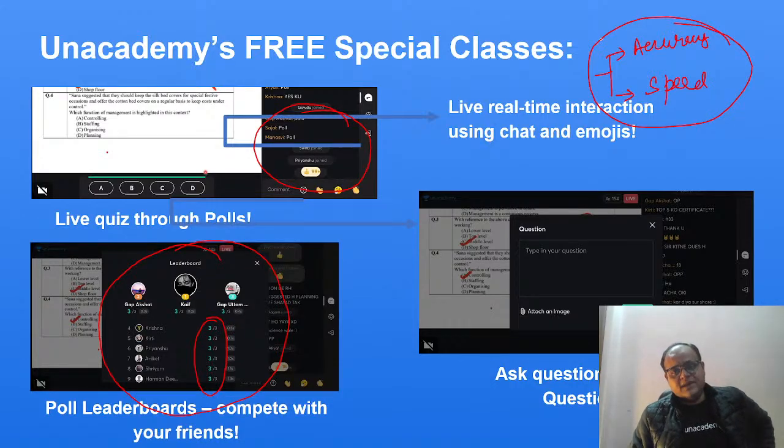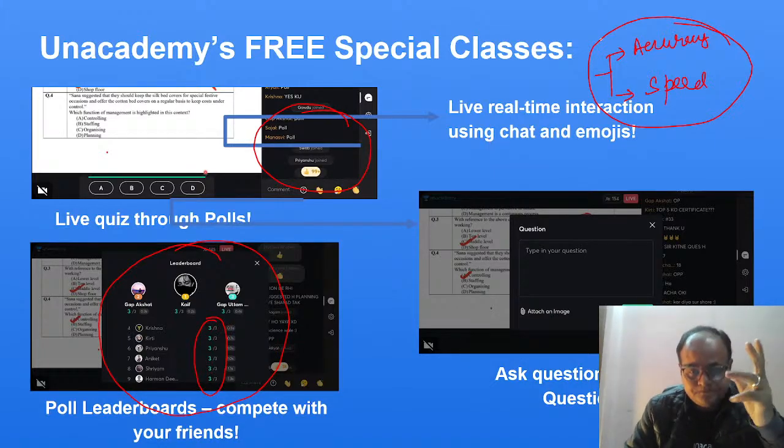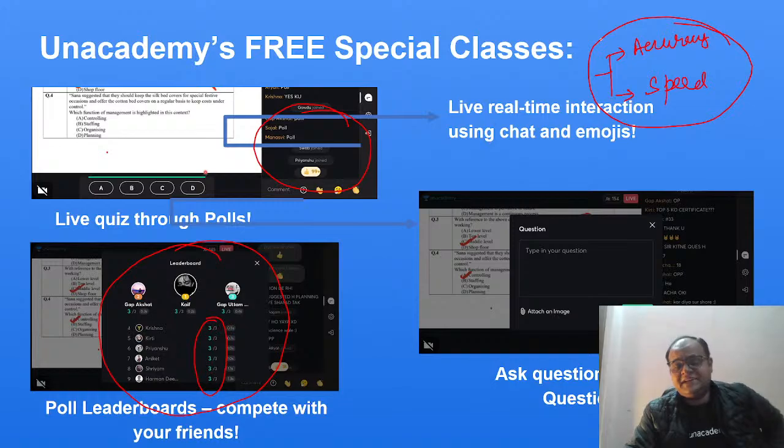Just being accurate will take you nowhere, and just having a very high speed with minimum accuracy is again going to hamper your prospects. So there has to be a trade-off between accuracy and speed, and these polls in the special and the plus classes help you maintain that trade-off. You get to know how accurate you are and how quickly this accuracy came. This is the best part.